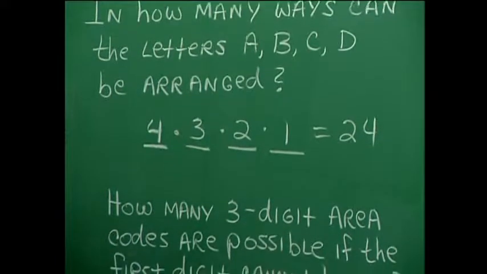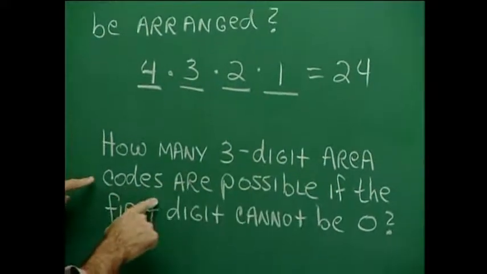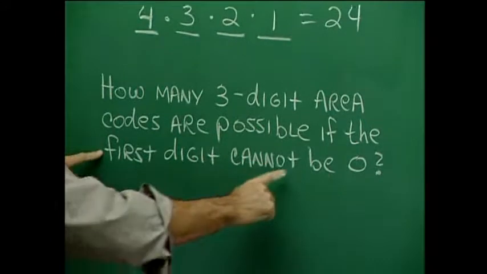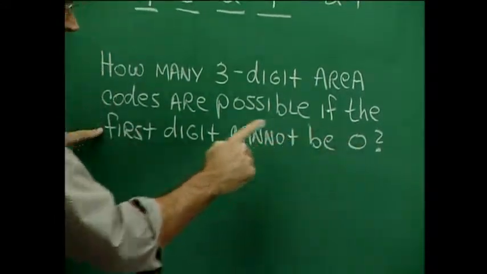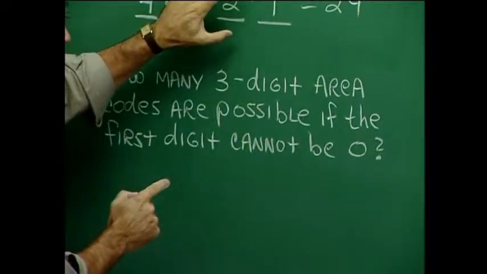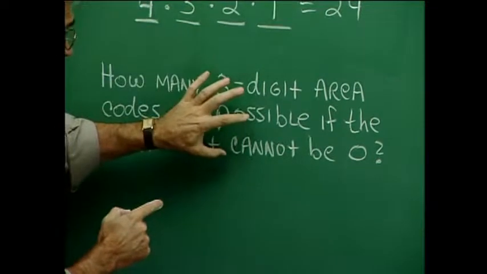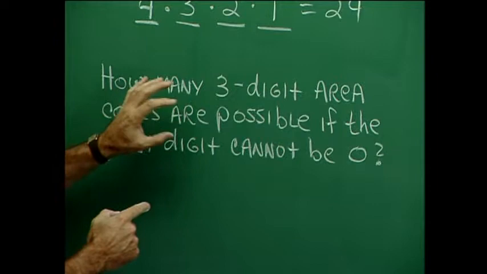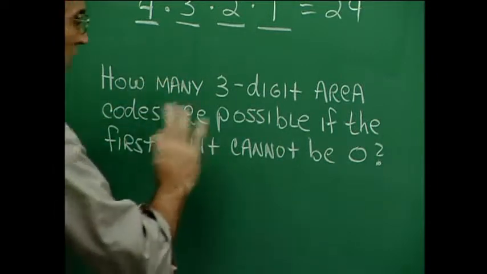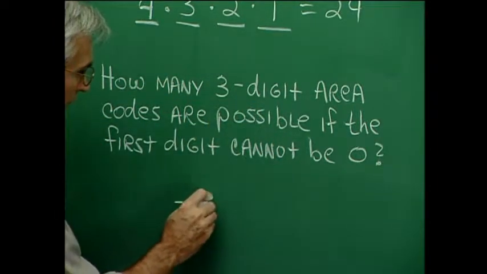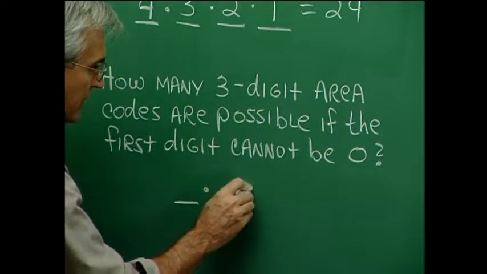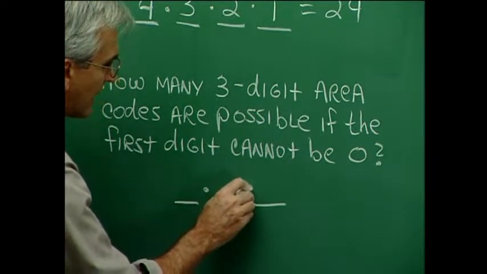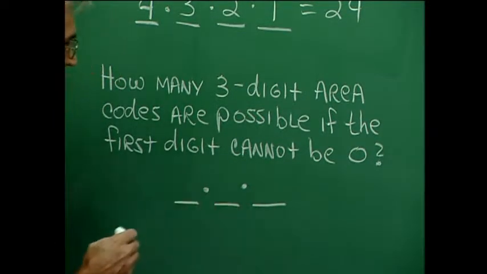Here's a variation on the same theme. How many 3-digit area codes are possible if the first digit cannot be 0? Now, you see, although on this problem we could have used the permutation formula, on this problem it really doesn't work very well. And the fundamental counting principle needs to apply here. Because although we have 3 digits for our area code, we have a restriction on the first digit. And when restrictions come in, a lot of times the formula just doesn't work.